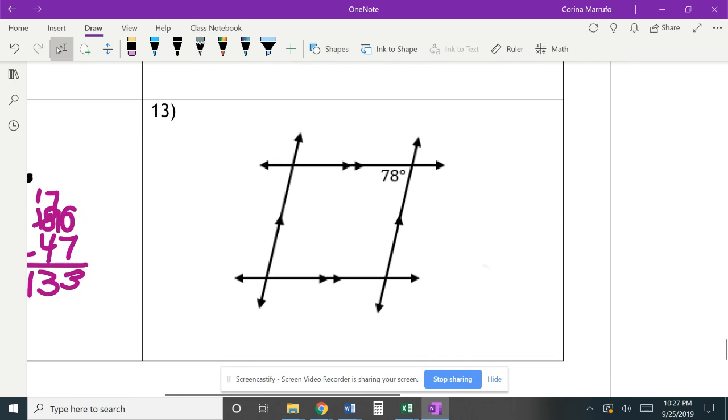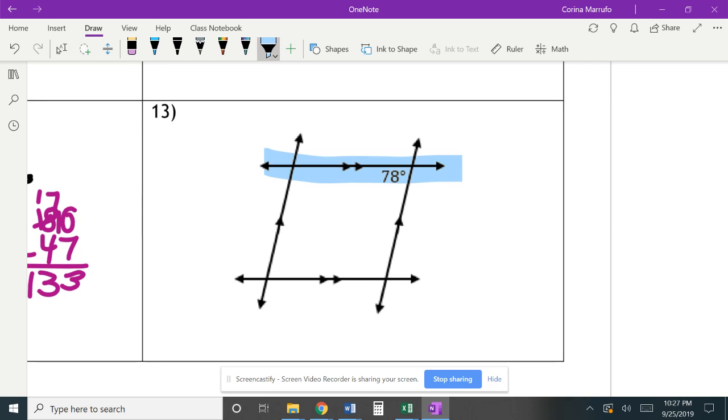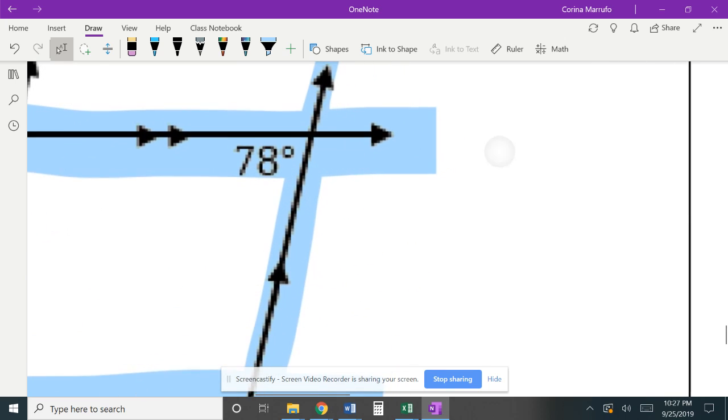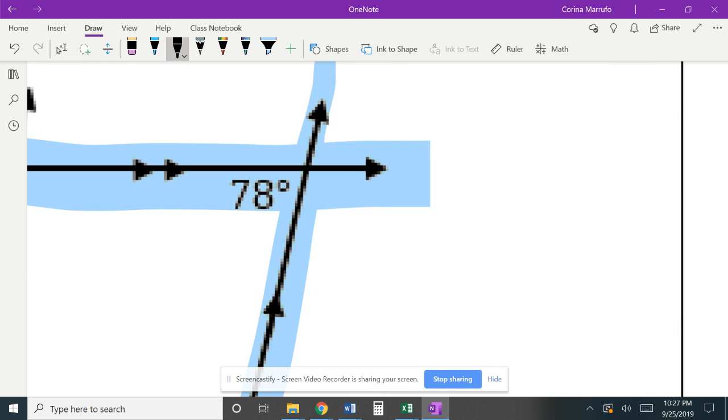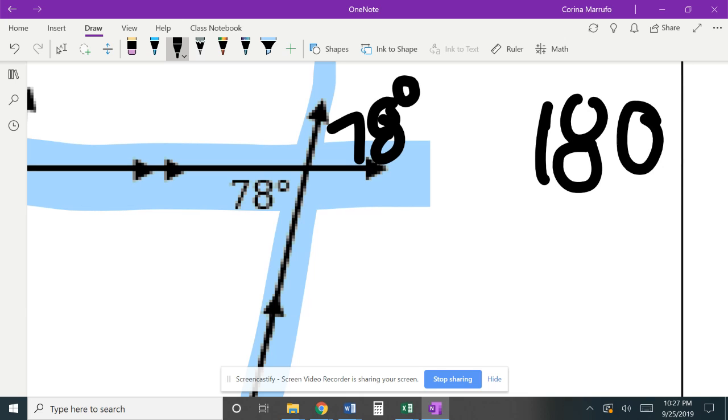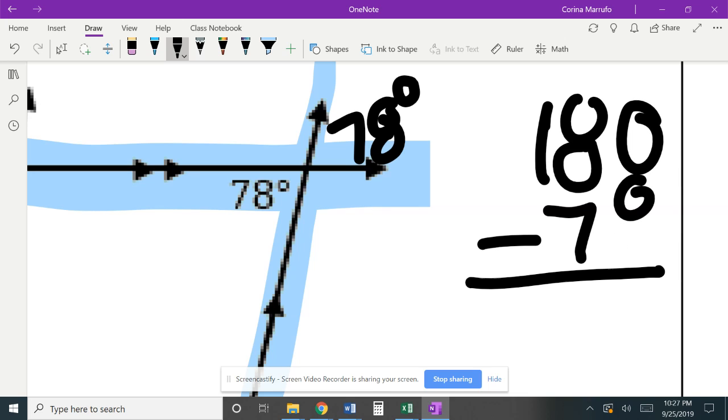All right, number 13. This one gives you two pairs of parallel lines. We have this set, and this set is cut by this transversal here. So we're going to look at that one first. So if that angle there is 78, this angle is also going to be 78. Now for our obtuse angles, we're going to have to do 180 minus 78, and I believe that gives you 102.